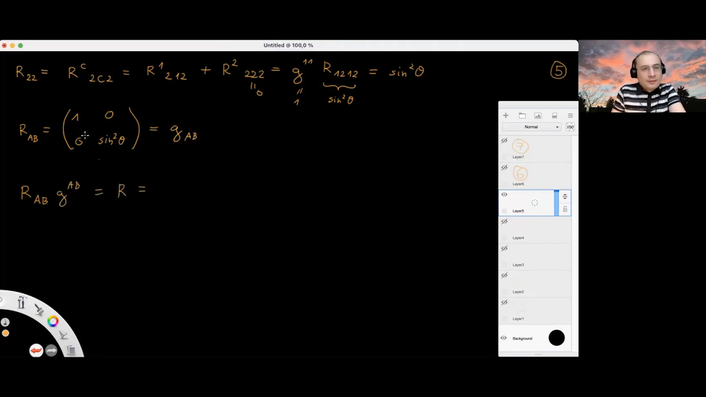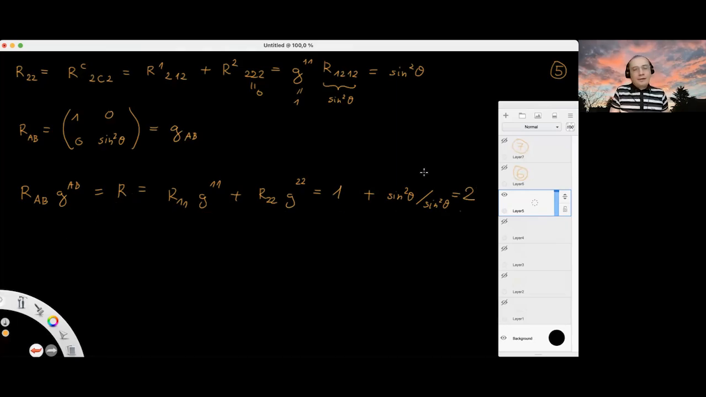And that's just R_11 G^11 plus R_22 G^22, which is 1, plus sine squared theta divided by sine squared theta, which is 1. So that's 2. So the Ricci scalar is a constant. It's the same at every point. And again, that's something to be expected. A sphere is a very special type of surface in the sense that it's identical in every point.